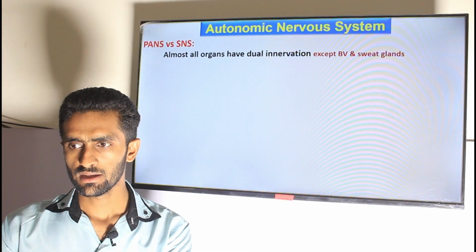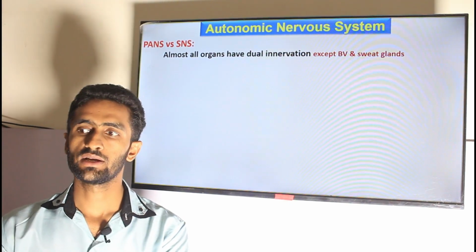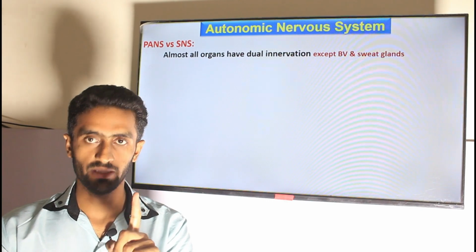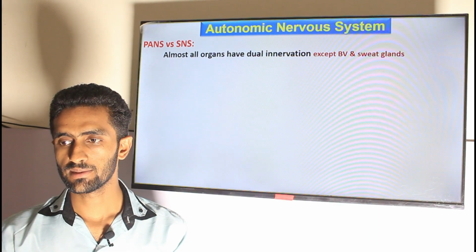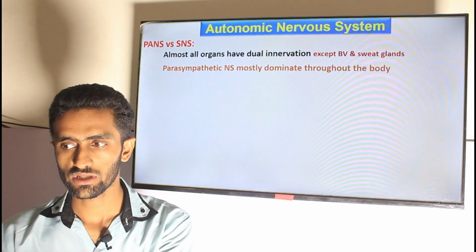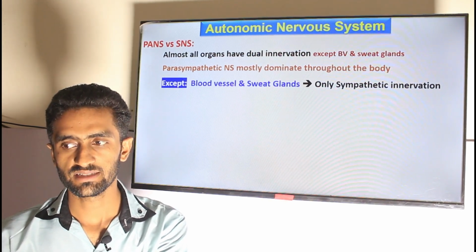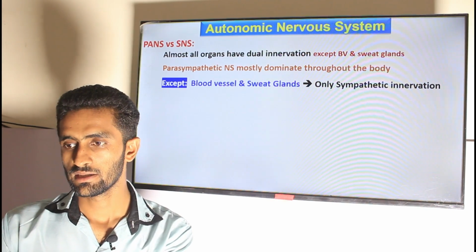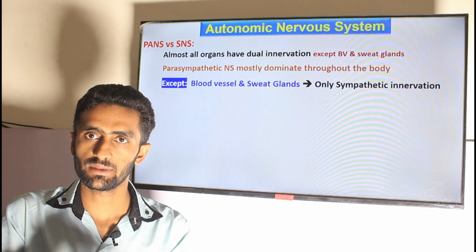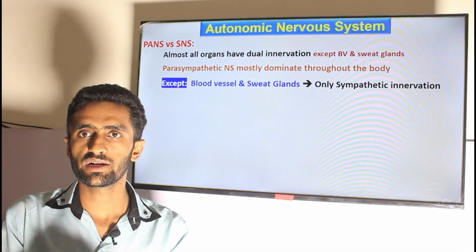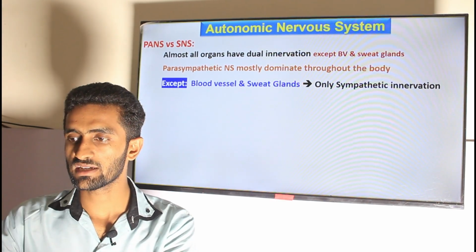In the autonomic nervous system, parasympathetic and sympathetic, almost all organs have dual innervation except blood vessels and sweat glands. They are only innervated by the sympathetic; there is no parasympathetic innervation. The parasympathetic nervous system mostly dominates throughout the body. If you look at heart rate, it is predominated by the parasympathetic. Respiration is also predominated by the parasympathetic until you increase the sympathetic activity. So mostly your parasympathetic activity dominates.